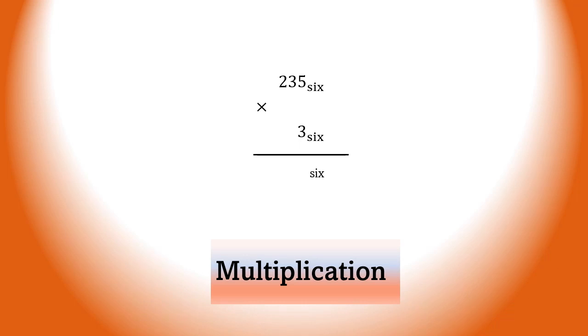Now multiplication. We're multiplying two numbers in base 6. We have 5 times 3, that's 15. So 15 divided by 6, the quotient is 2. We always carry the quotient, and the remainder is 3. So we write down the remainder.